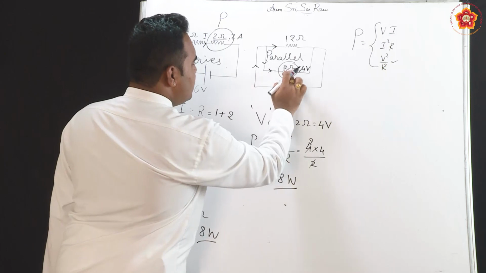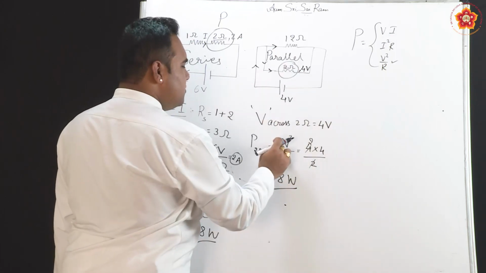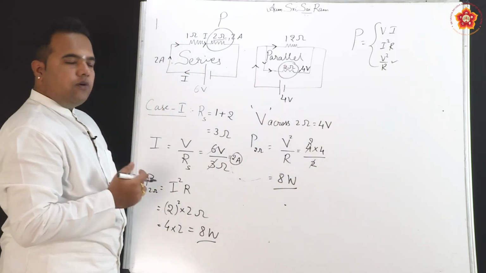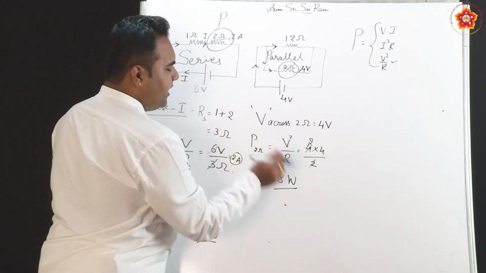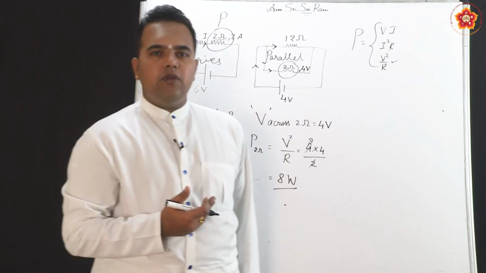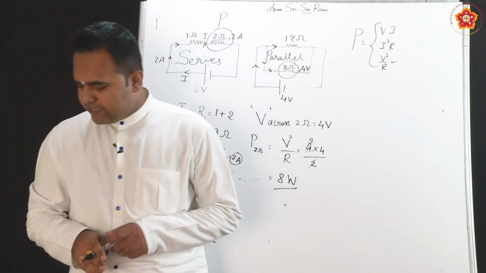So, current through this if I know and resistance if I know, I can as well use I square into R. So, whichever formula we use, the final result will be 8 watts here and 8 watts here. So, with this we conclude the first numerical. Let us go to the second one.